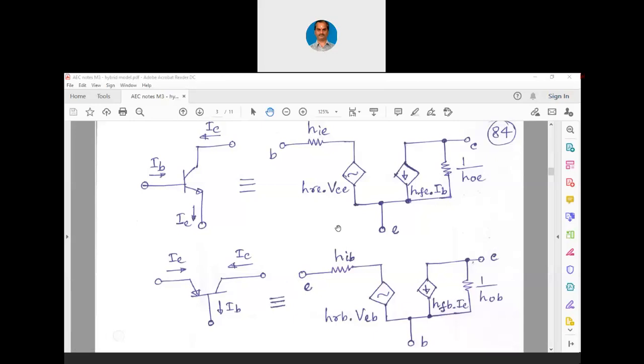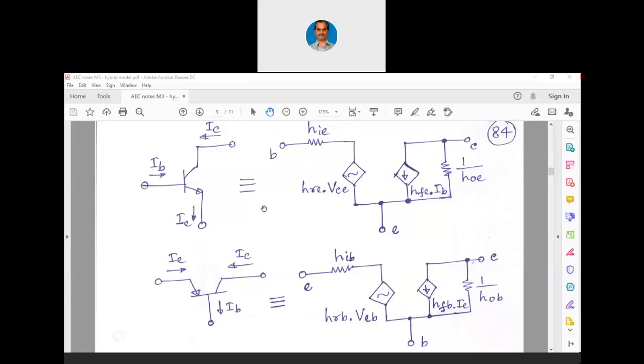So this is how we used to symbolically have a notation for the hybrid parameters. So HIE, hybrid input emitter. Even though those wordings are not exactly connected, we are going to utilize these symbols for the modeling of the BJT.